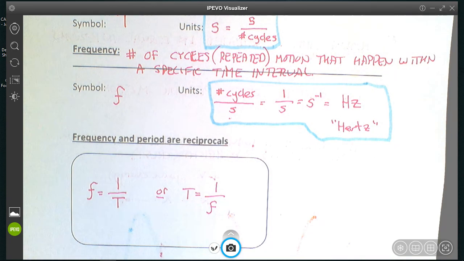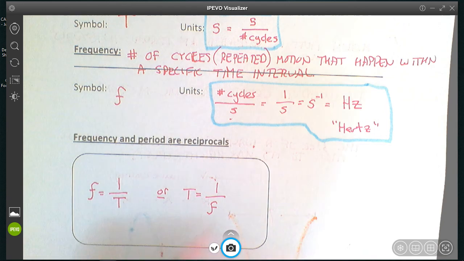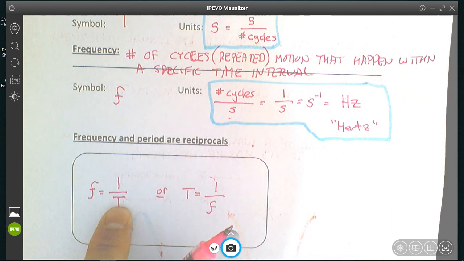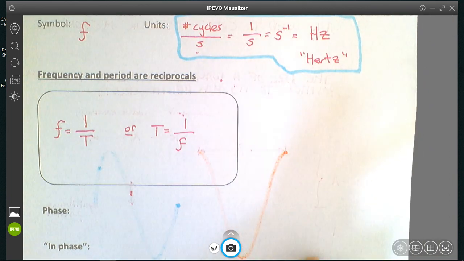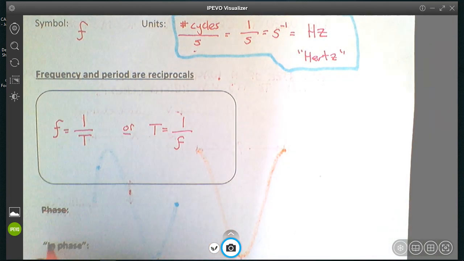All they're telling you is the frequency. They're reciprocals of one another. So frequency is the inverse of the period, and period is the inverse of the frequency. So we're not going to worry about the phase stuff right now. I just want to do a couple quick examples.